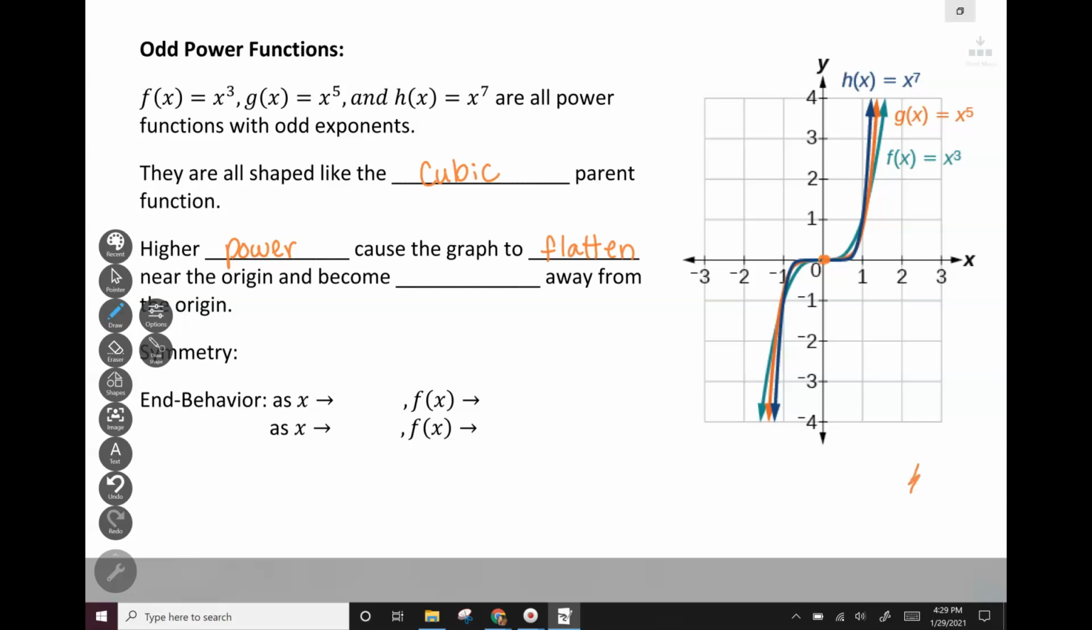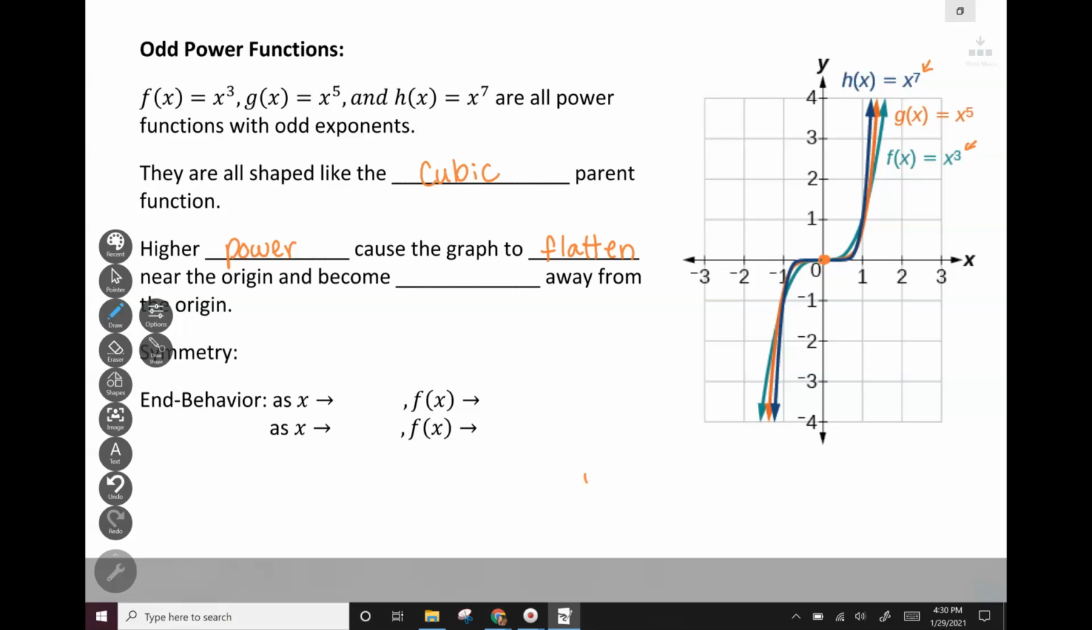So you see that the most flat is that dark blue again, and that's because it's the largest exponent. That one is x to the 7th. And then the least flat near the origin is the x cubed in teal, because that's the smallest exponent you have. So the larger the exponent, the flatter it is near the origin.